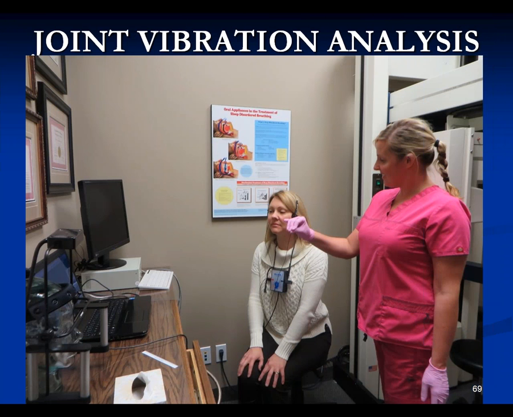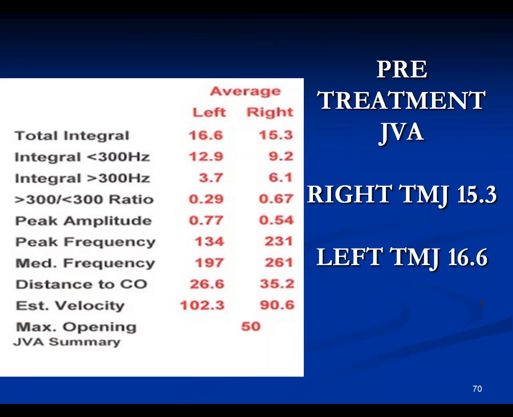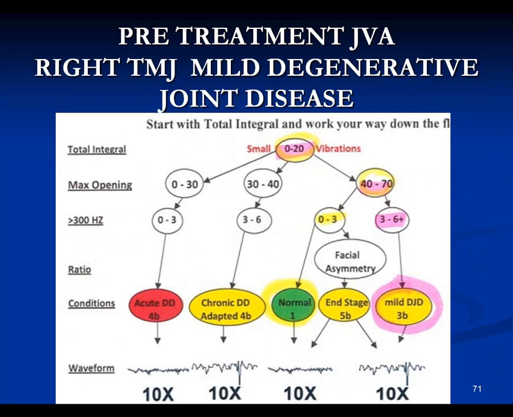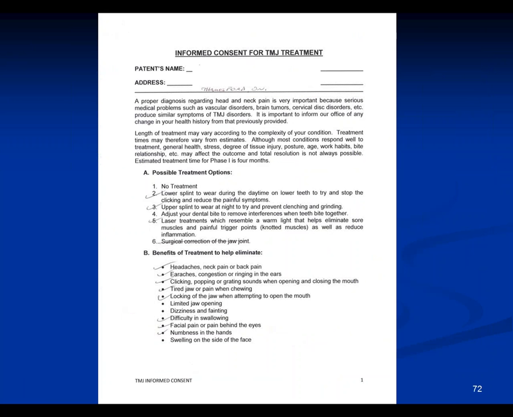Okay, we also have a device in our office called a joint vibration analysis, which again, you don't have to have when you start out. If you get into this big time, I would recommend you get it because it's fantastic. It tells you exactly what's going on with each temporomandibular joint. So we have them open and closed, and the average vibration or noise on the left was 16, and the average on the right was 15, and it comes out to be mild degenerative joint disease on one side. So one side's got mild degenerative joint disease.